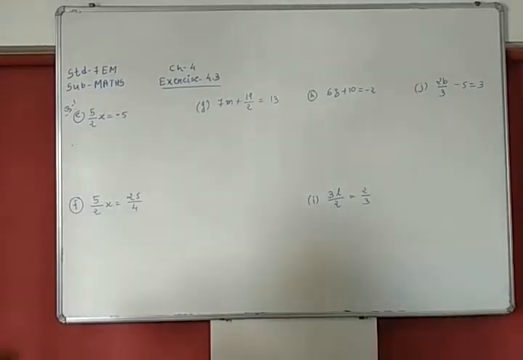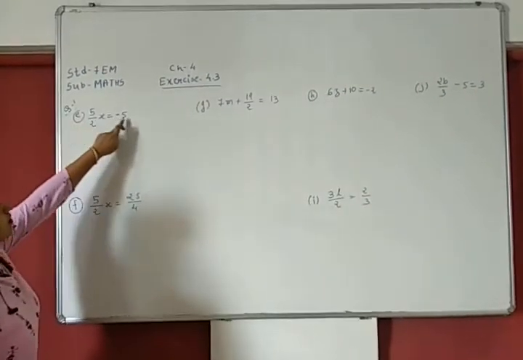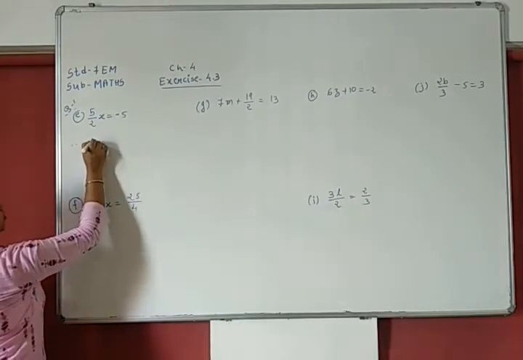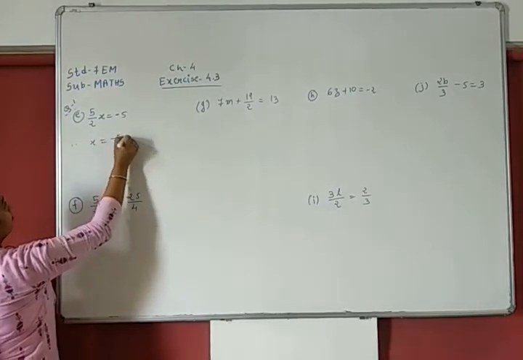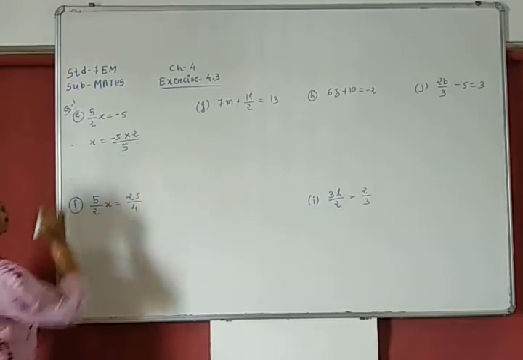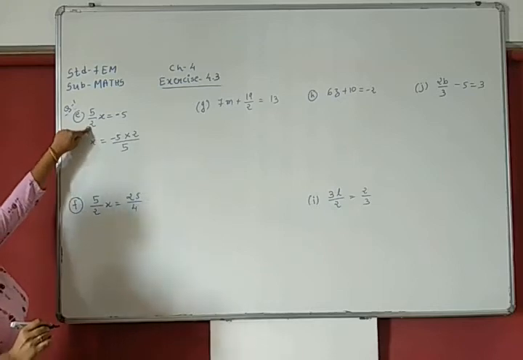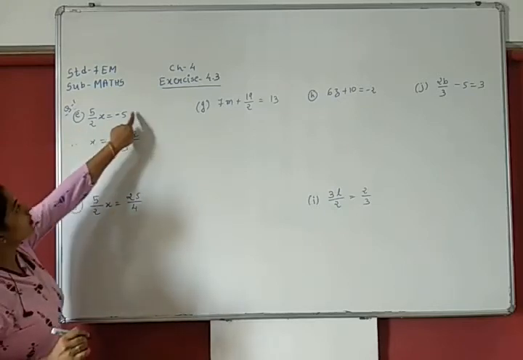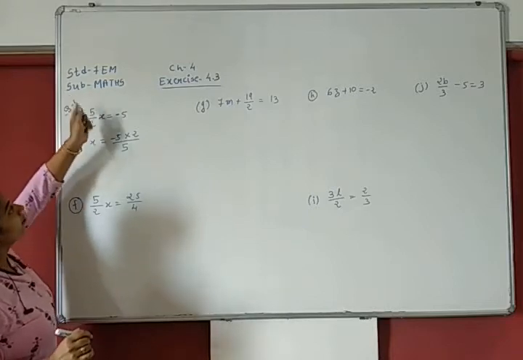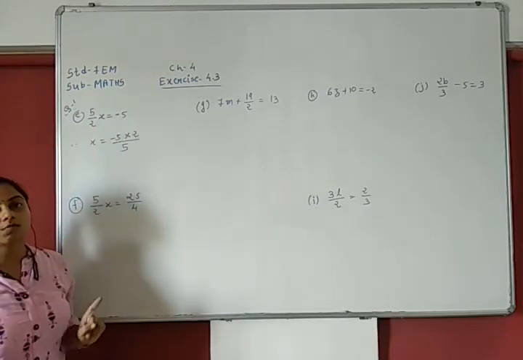Next is E. 5 by 2 x equals minus 5. So what will we do? x equals minus 5 into 2 upon 5. What I did: this 2 which is the denominator will go this side in the numerator, and this 5 which is in the numerator, if it goes to the right hand side, it will go in the denominator.